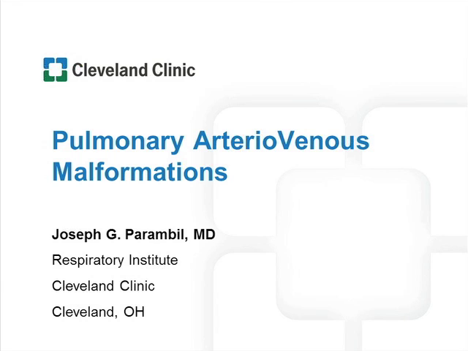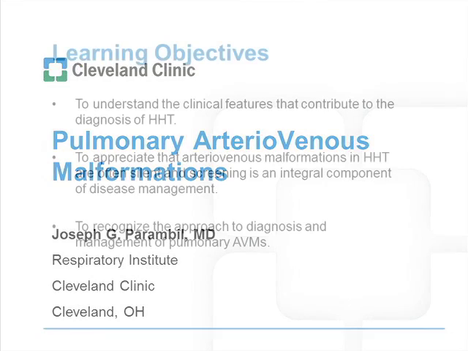My name is Joe Parmabil from the Respiratory Institute at Cleveland Clinic, and during today's presentation we're going to talk about our approach to diagnosing and managing pulmonary AV malformations with a specific focus on the most common cause that leads to pulmonary AVMs, which is a genetic disease called HHT, or hereditary hemorrhagic telangiectasia, also known as Osler-Weber-Rendu syndrome.